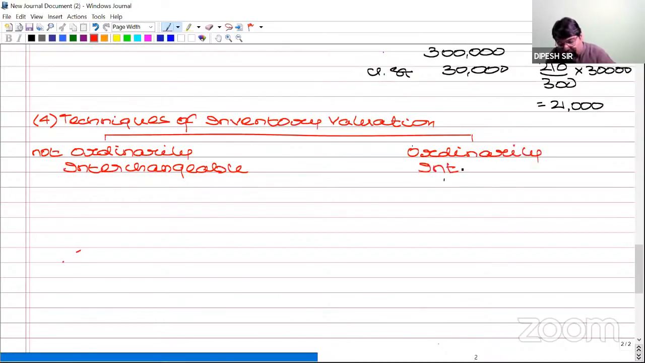Ordinarily interchangeable. That means the closing stock which is left is very identical.